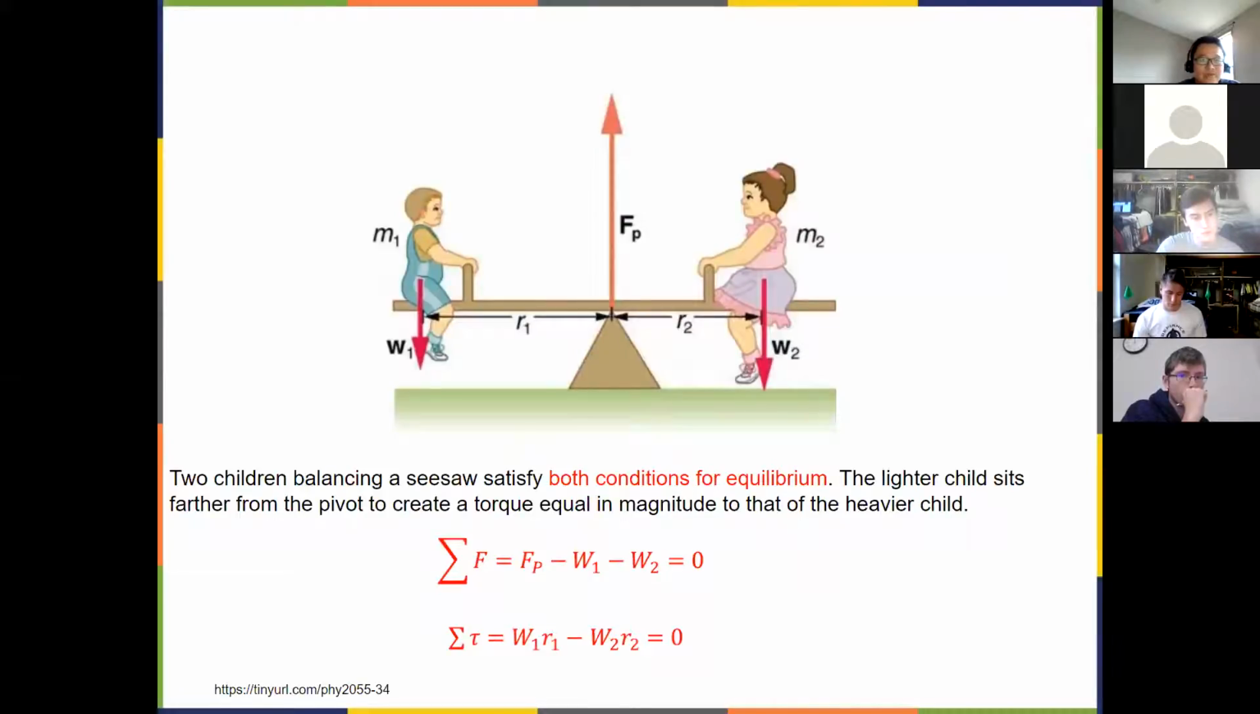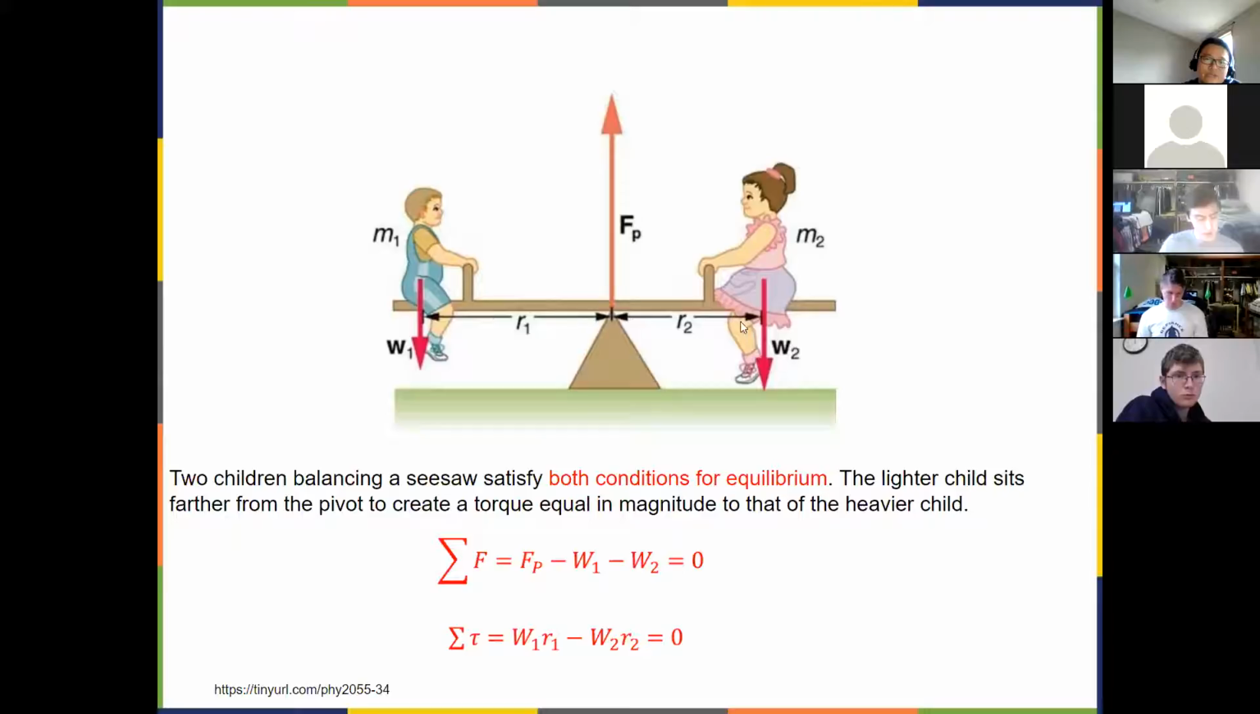To give you an example, if you go to the playground where there's a seesaw. If two children are sitting on either side of the seesaw, and at the moment it's in equilibrium, then there are three forces on the seesaw: the weights of the two children, and the supporting force through the pivot point. Those three forces should add up to be 0.